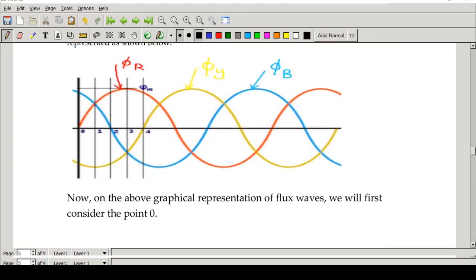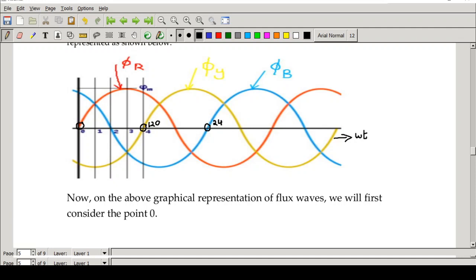If you see here, the red phase is starting from this point 0. The flux corresponding to the yellow phase is starting from this point, so this is 120. That is, along the x-axis we are taking the position omega t. What about the blue phase? If the red phase is starting from 0, the blue phase will start from 240. So this point is 240.